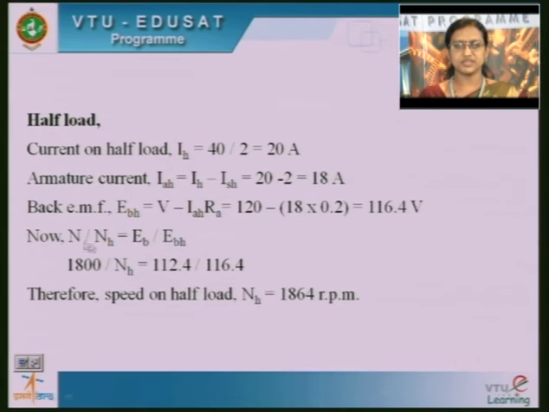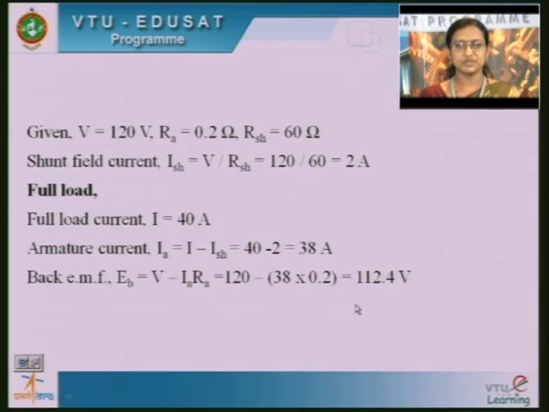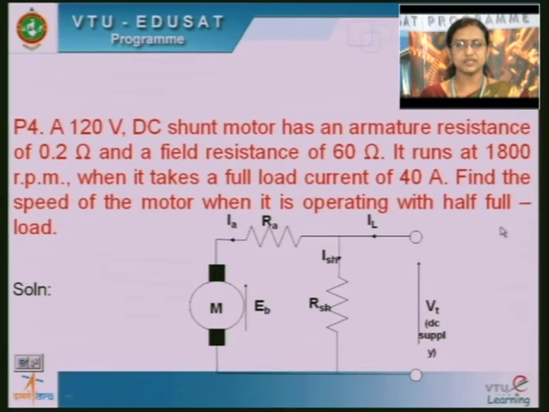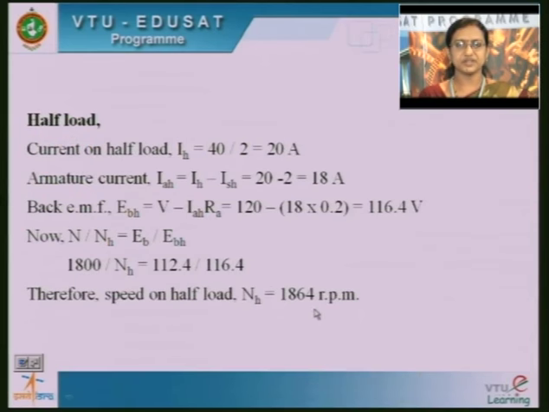Now, we have the equation, which we also saw in the previous problem, that N2 divided by N1 is equal to E_B2 divided by E_B1. So, by using N divided by N_H is equal to E_B divided by E_BH, we get the speed at half load as 1864 RPM. Previously how much did we have? The speed was 1800 at full load, and it is 1864 at half load. As the load decreases, the speed increases.